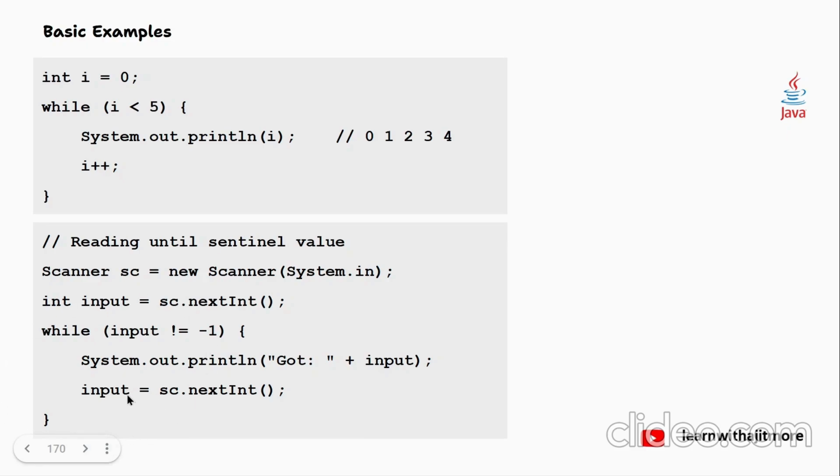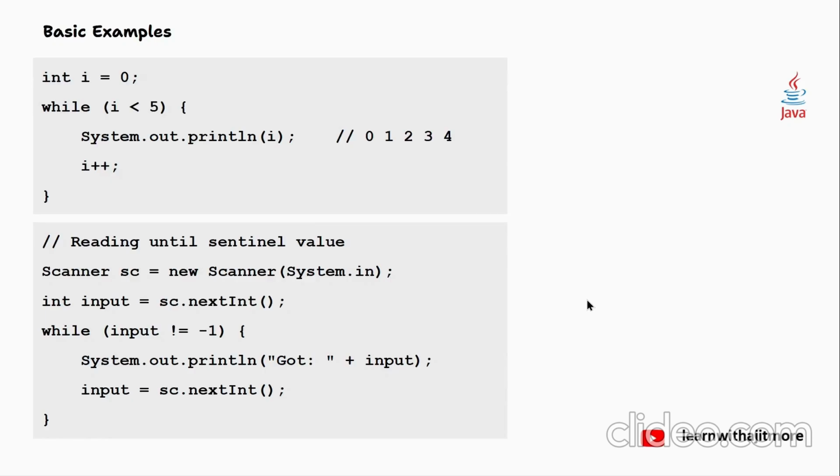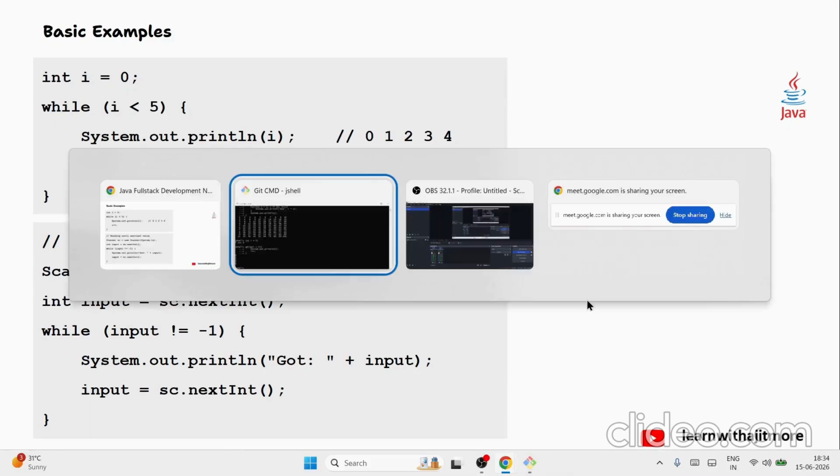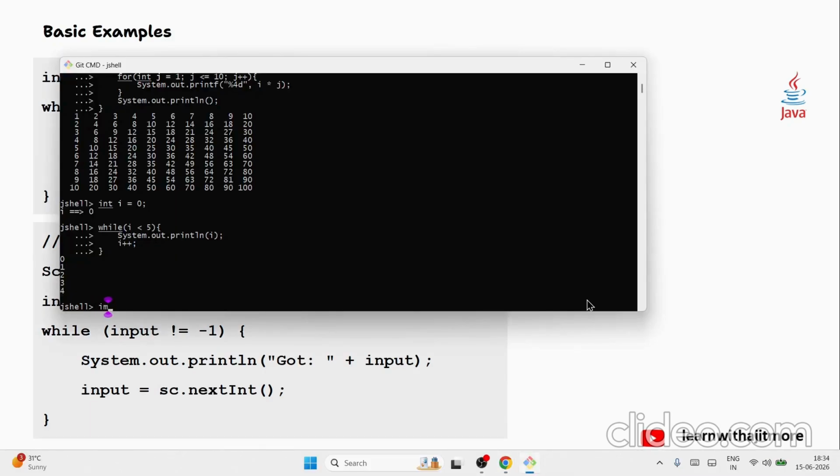So suppose you have entered minus 1, and when it comes here, this fails because you have entered minus 1. Is minus 1 not equal to minus 1? No, it is equal. The condition fails, and the while loop will stop. Yes or no?